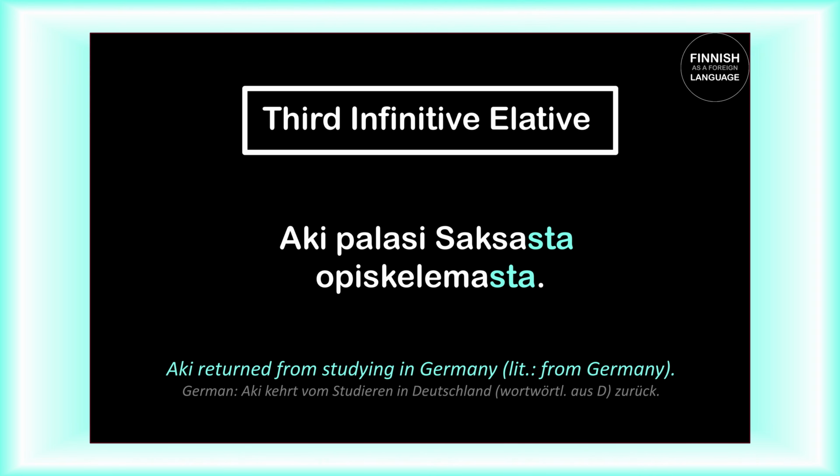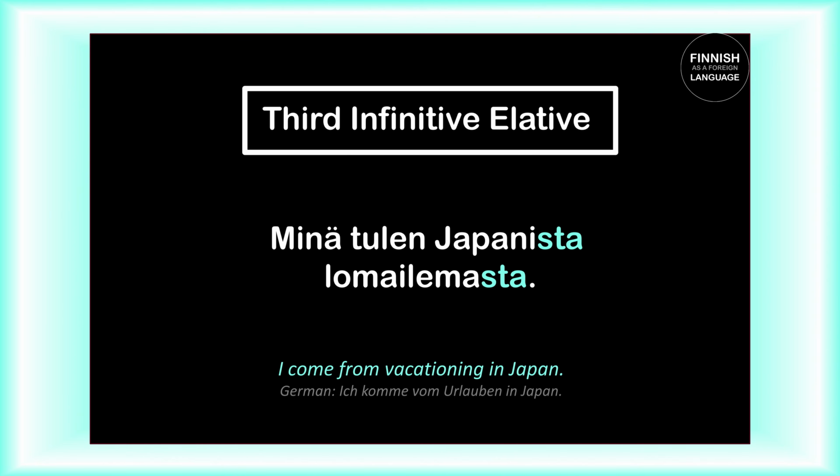So, let's repeat. Aki palasi Saksasta opiskelemasta. Aki returned from studying in Germany. Let's take one more example. Minä tulen Japanista lomailemasta means I'm coming from vacationing in Japan. So, minä tulen means I'm coming, I come. First person singular of the verb tulla. Then we have Japanista means from Japan. And lomailemasta means from vacationing. Minä tulen Japanista lomailemasta. I'm coming from vacationing in Japan.